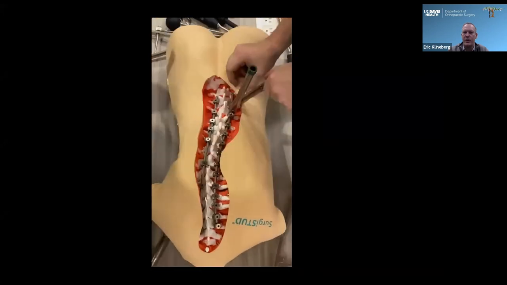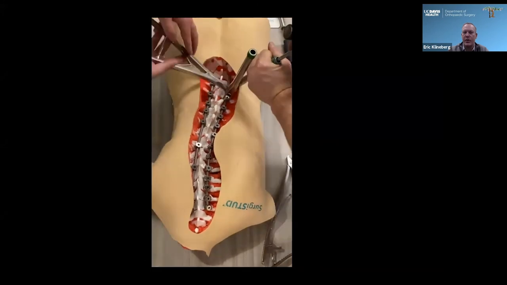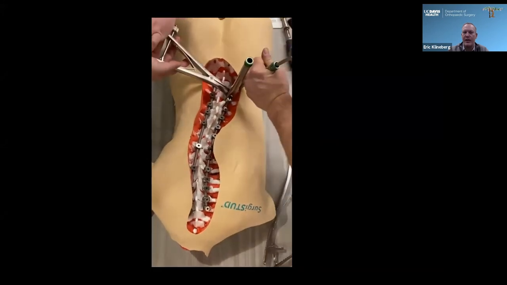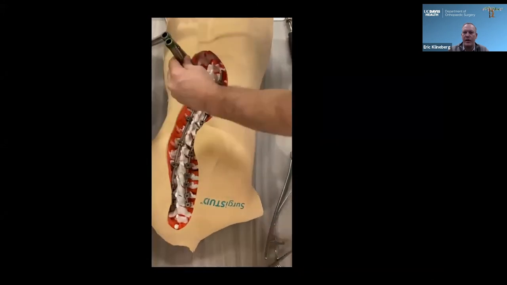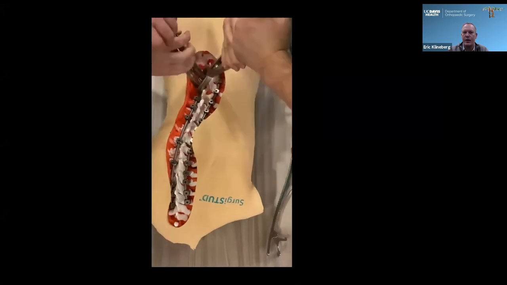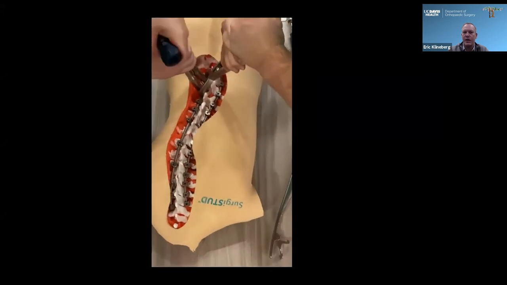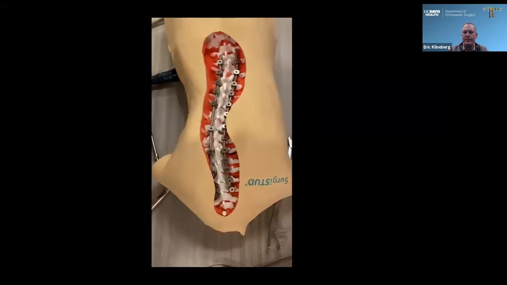So I think we end up doing a little bit of distraction here on this side to lengthen that lower column to balance out that L, whatever that is, L3 or L4. I can't remember where we instrument it to. So we distract one side, compress the other. The goal is to end up with those screws balanced there at the bottom, and the balanced spine up top.